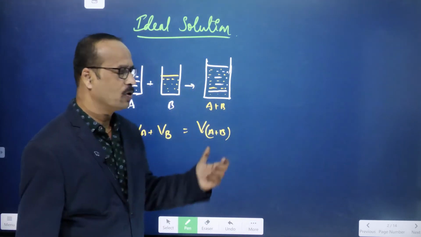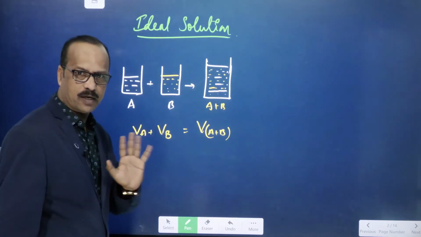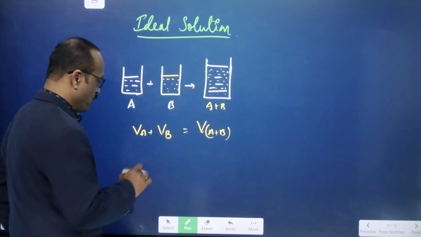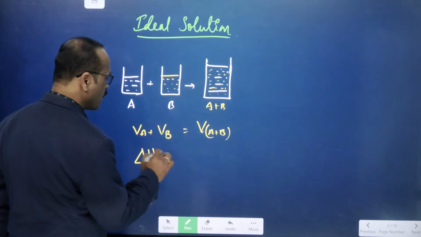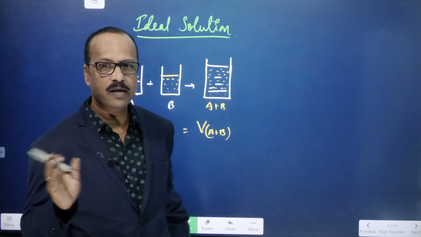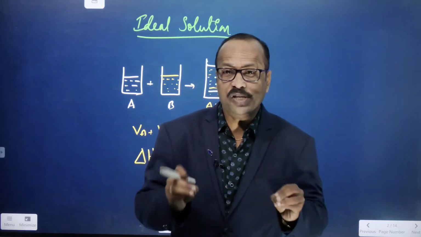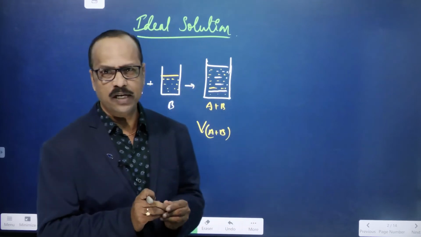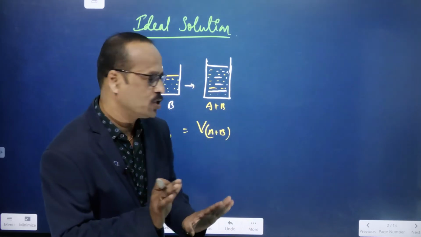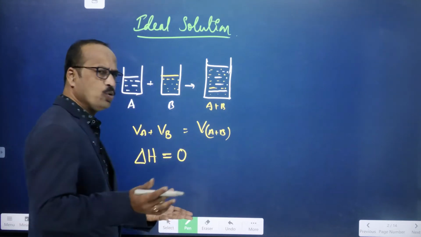So, volume of A plus volume of B is equal to volume of A plus B, right? Now here one more important thing, students. Here, delta H. Here, delta means what? A change. And H means what? Heat. So, change in temperature. If we mix both the solutions, the change in temperature does not take place. So the meaning is what? It is equal to 0. No change.